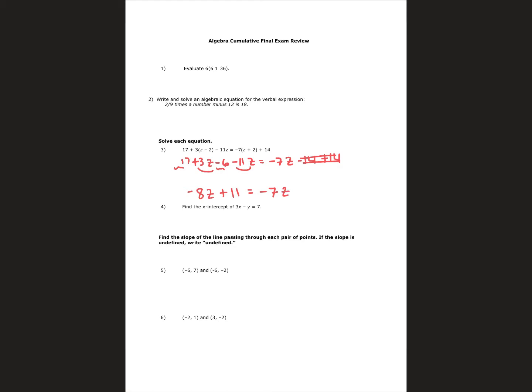And then we can get the z's together. You can move the negative 8z away if you want, so plus 8z. So that these get together, and so we have 11 equals negative 7z plus 8z, which is 1z.